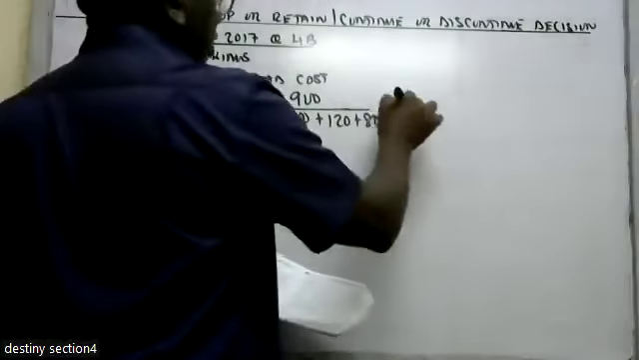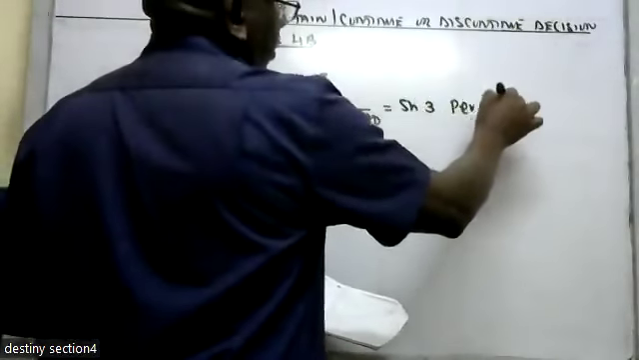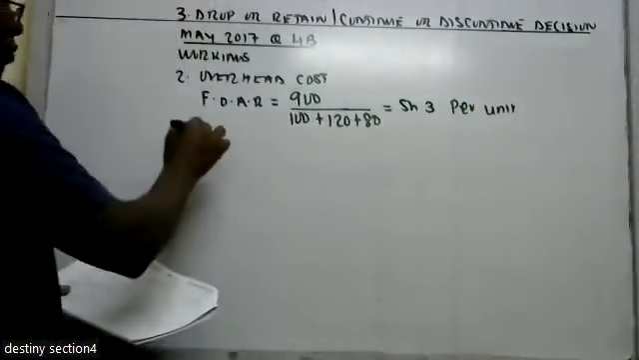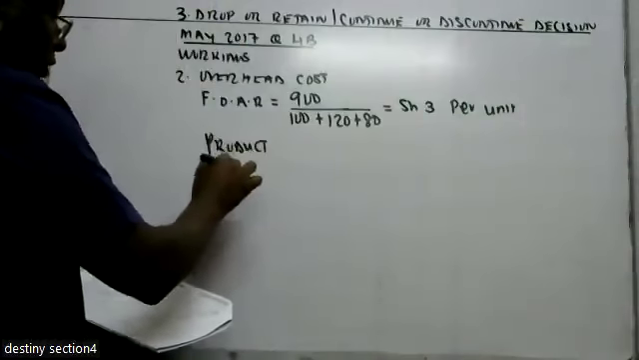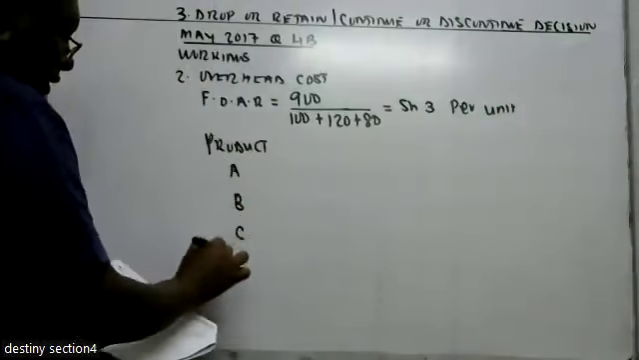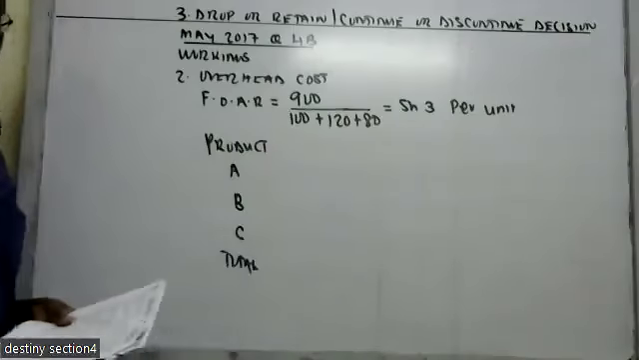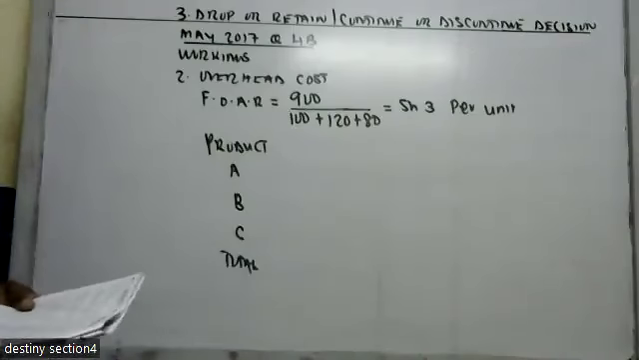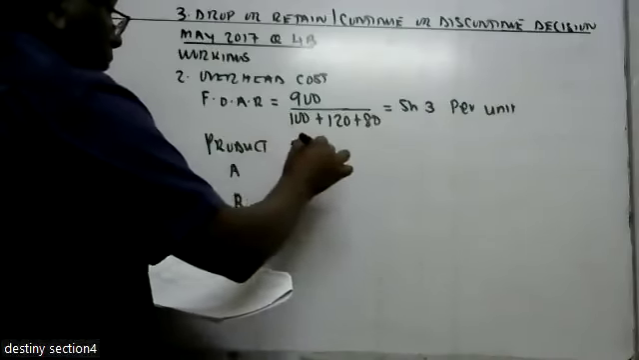Yes, that is shillings 3 per unit. That is per unit. So now we will have the product here, product A, B, and C. Then we shall have the total. Napanga tu venye tumepanga ya riba. Aya, sasa tulete the fixed.